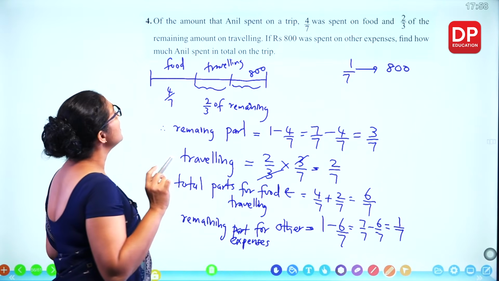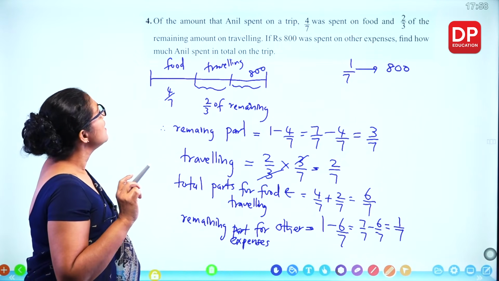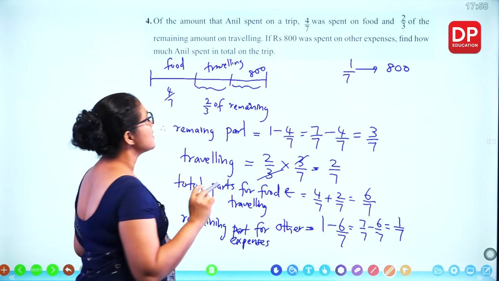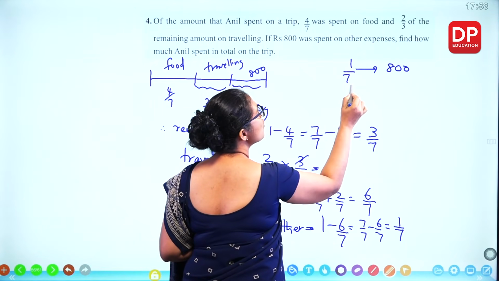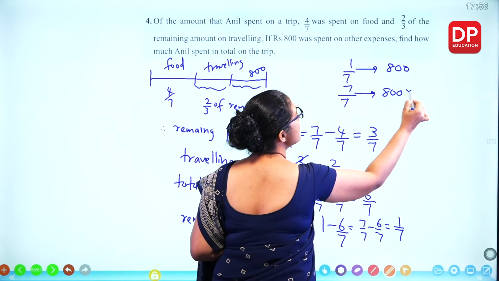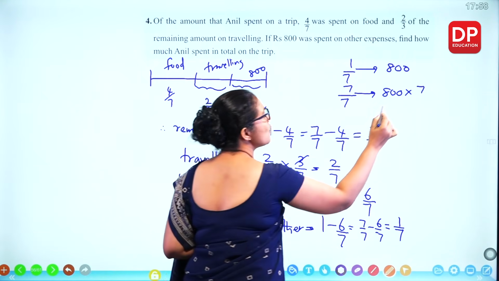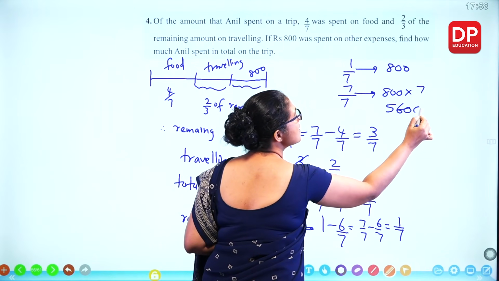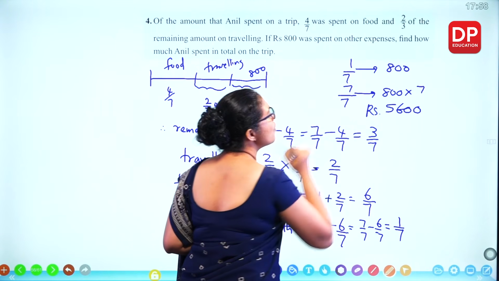So what's the total amount that he spent? So here, what's the total amount? 7 full parts. So 800 into 7. So 5,600 rupees.